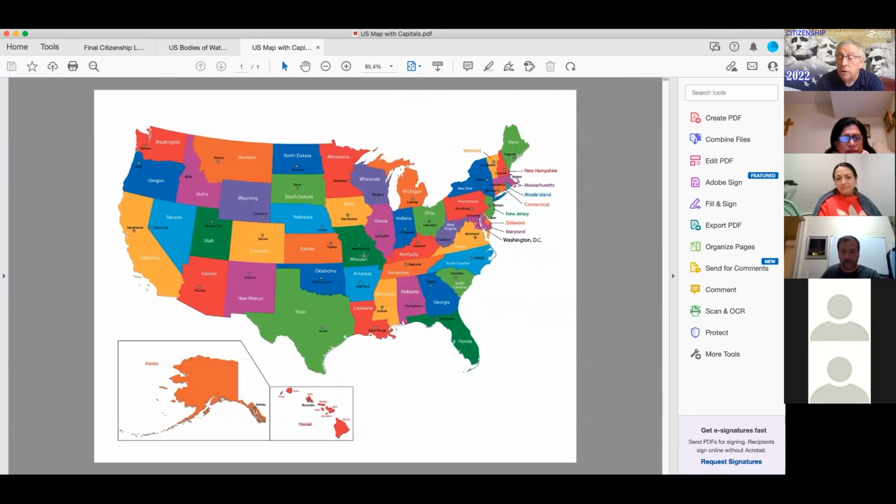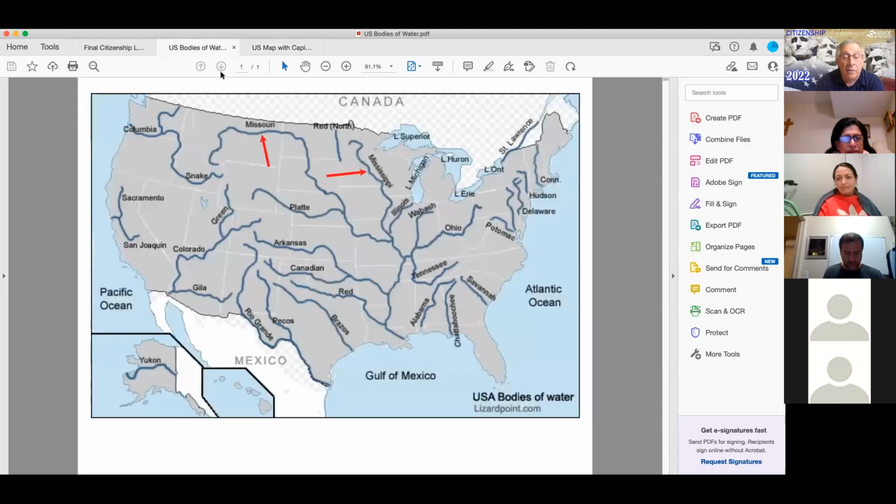We have 2 oceans that border us. We have one on the west side, which is the Pacific Ocean, and one on the east side, which is the Atlantic Ocean. In fact, I'm going to show you this next picture here. And you can see it says Atlantic Ocean and Pacific Ocean.